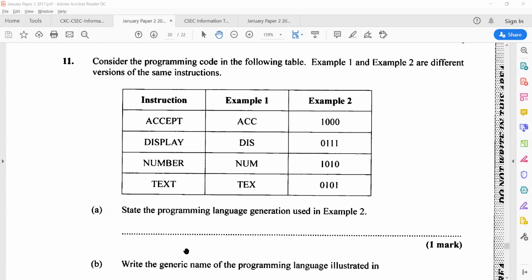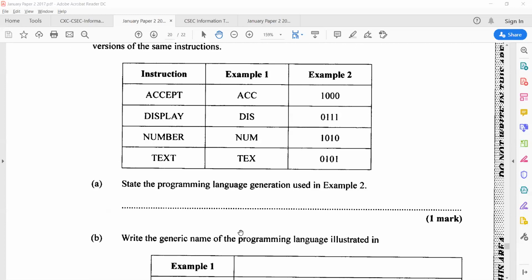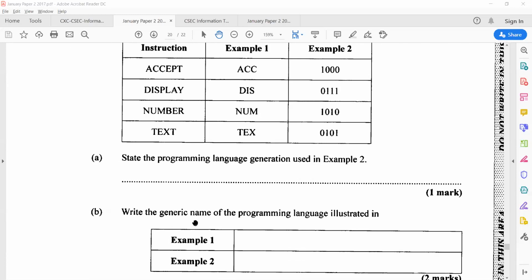Binary, sir. Right. So it is binary code, but the generation itself. When it talks about generation, there are 4 generations in programming language. That generation would be the first generation because it is binary ones and zeros. It's like the lowest level you could go. All right. Now they say write the generic name for the programming language illustrated in example 1 and example 2.